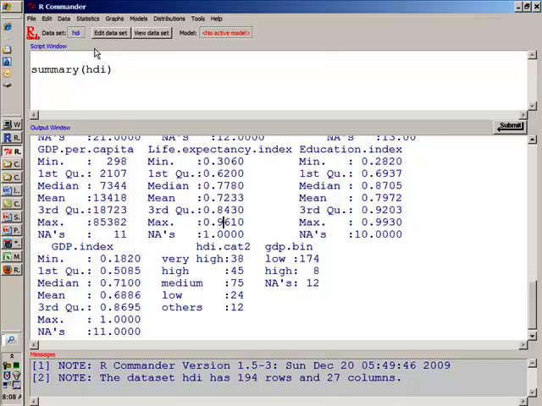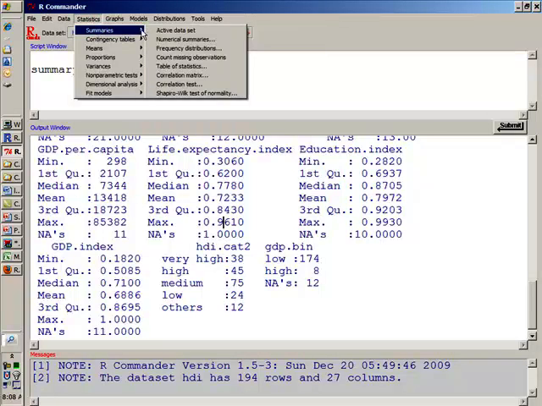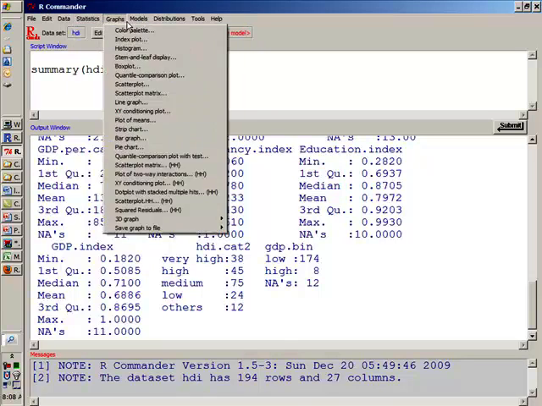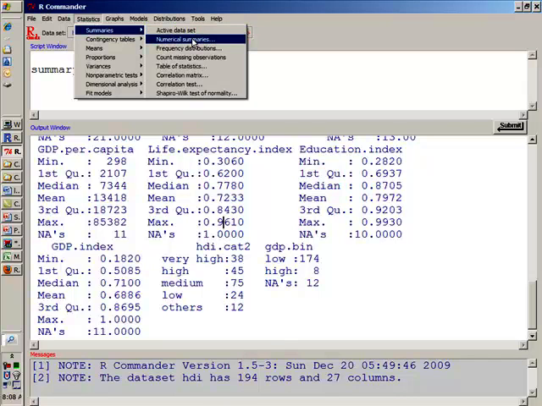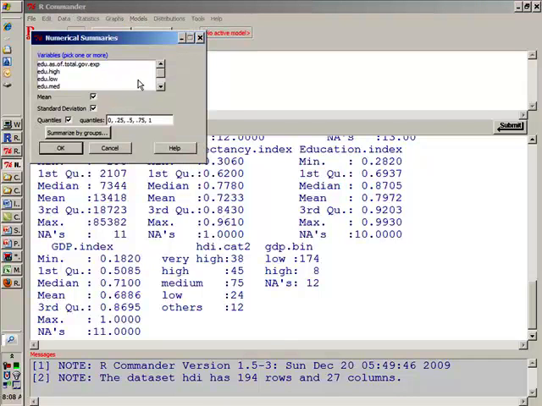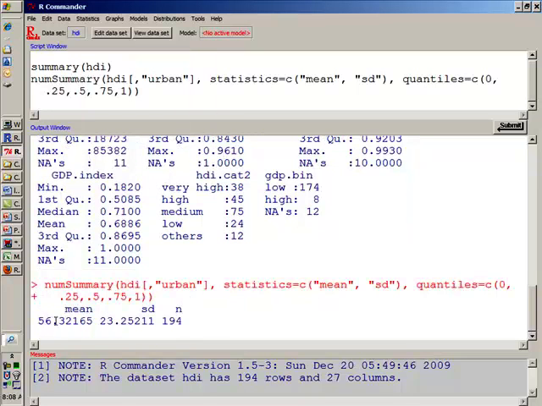When we would like to see more detailed values, if we want to see numerical summaries, and when we are interested in looking at standard deviations, we click on statistics, then summaries, and then numerical summaries. When we look at numerical summaries, let's just pick urban again. I just clicked U, and then urban comes up. I would like to see the mean value and the standard deviation, and I click OK, and here it is.